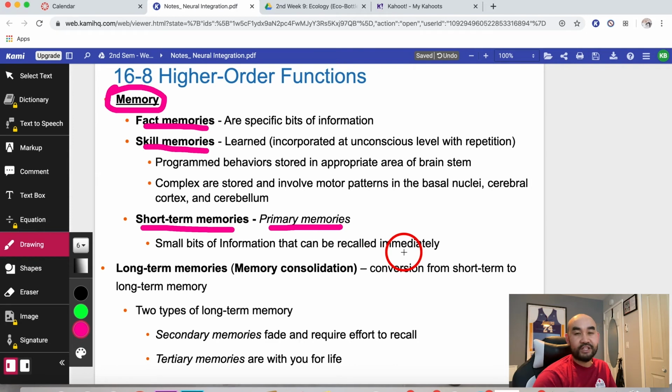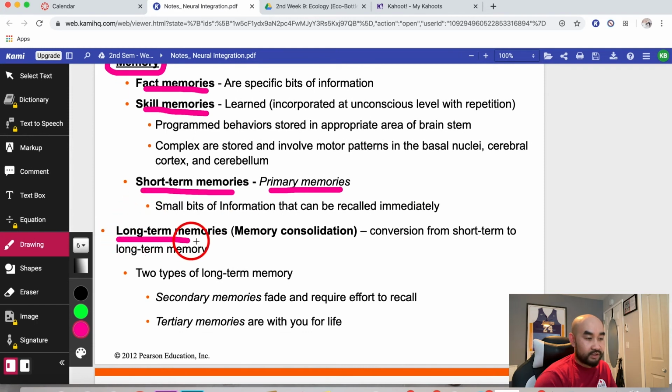For example, if I ask you, what did you eat this morning, right? You will probably remember, short-term memory. But if I wait until next month and ask you what you ate today, you don't remember, right? You can't recall that. And then you jump into long-term memory, memory consolidation. I mean, you have to convert from short-term into long-term.